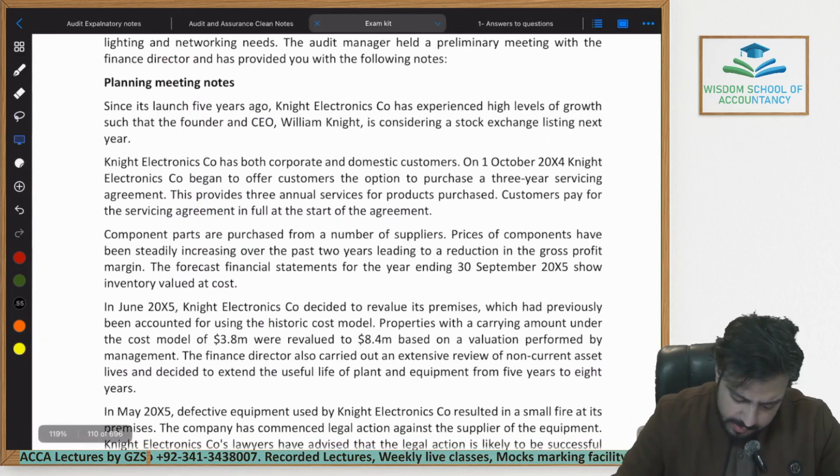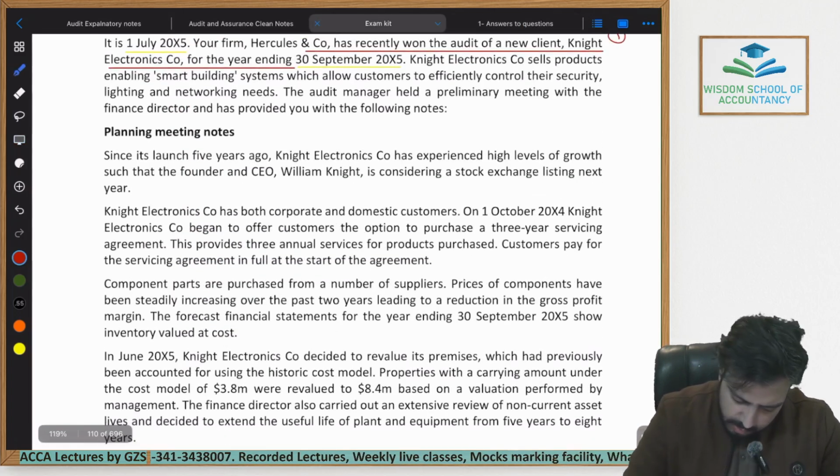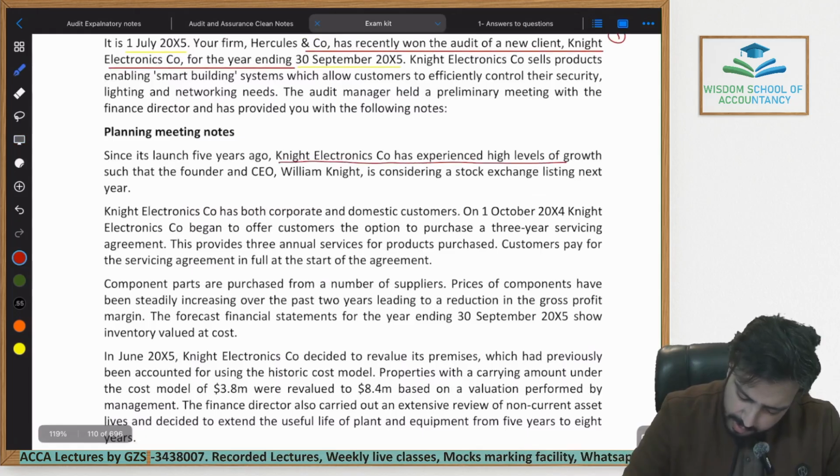Now, moving towards the next ones. First, let me highlight this one. This is the second risk that we have identified from within the question.